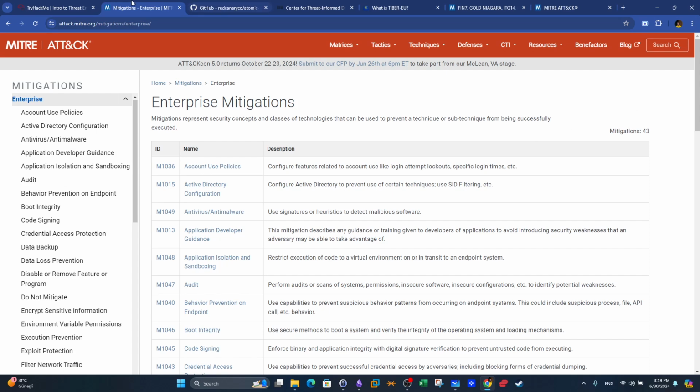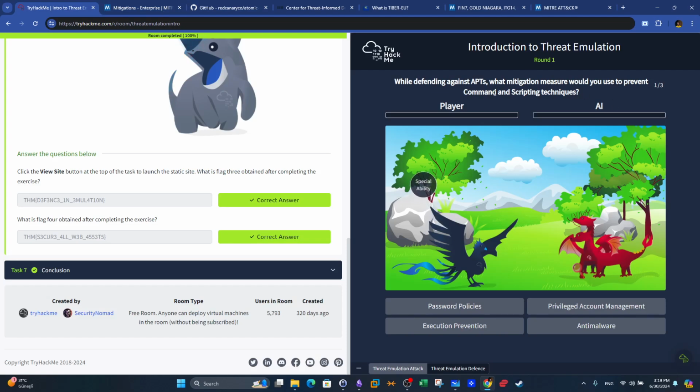So here we are defending against command and scripting techniques. We have to select from password policies, privileged account management, anti-malware, and execution prevention. Without going through all of this, you can simply answer with execution prevention, because it is the security measure through which you can control the execution of executables and scripts. You can prevent the execution of certain scripts using this mitigation.